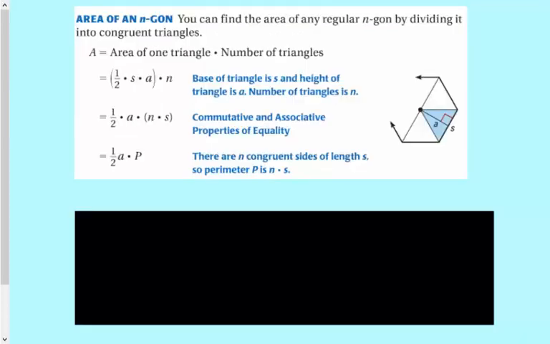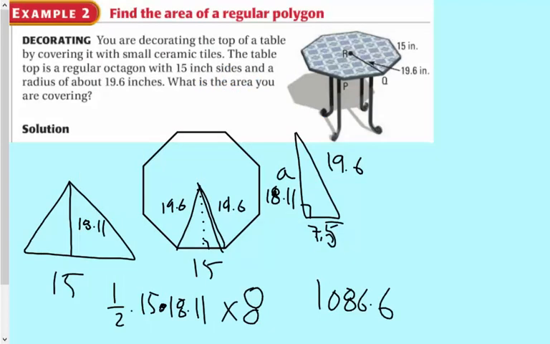Now, I'm going to show you another method of doing this. Here's what we got going on. What we've been doing is we've been taking the area of one triangle, multiplying it by the number of triangles. So if we take a look at this guy over here, we have the area of one triangle, 1/2 base times height. That's the first thing I did. And then the second thing that I did is I multiplied that by the number of triangles. So that's exactly what I just did here. I have one triangle times the number of triangles.